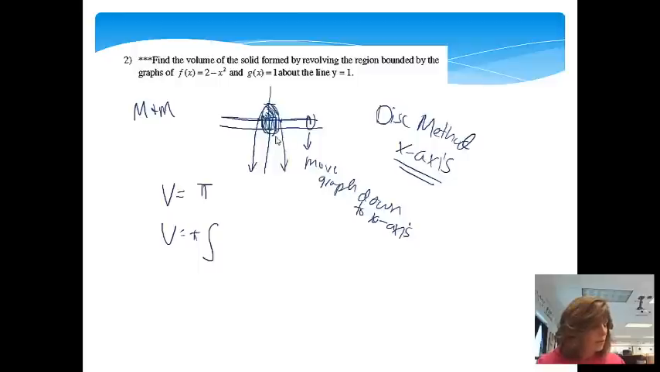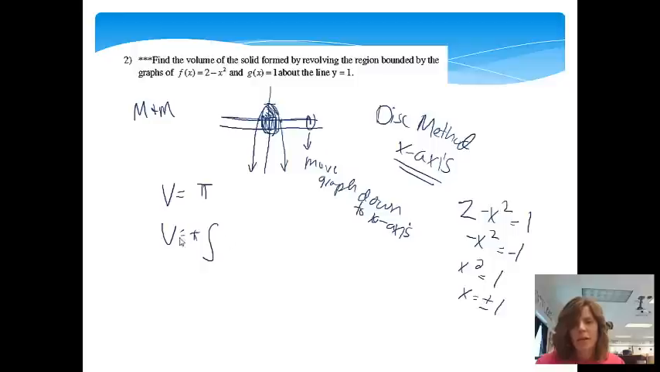And actually to figure that out, we need to find the point of intersection. So I'm going to take 2 minus x squared, and I'll set it equal to 1. And let's see, we'll subtract 1 from both sides. So we'll get negative x squared equals negative 1. So x squared will equal 1. So x will equal plus or minus 1. So I'm going to go from negative 1 to 1.